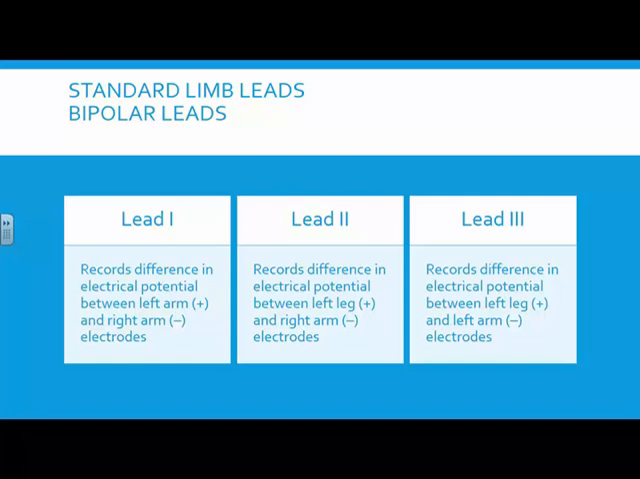Lead 3 records the difference in electrical potential between the left leg and the left arm. All right? So this is lead 2. Lead 3: your positive is on your left leg and your negative is on your left arm. So how am I going to read that? I'm going to read it going this way, right? So what does this form? A triangle. This forms a triangle.